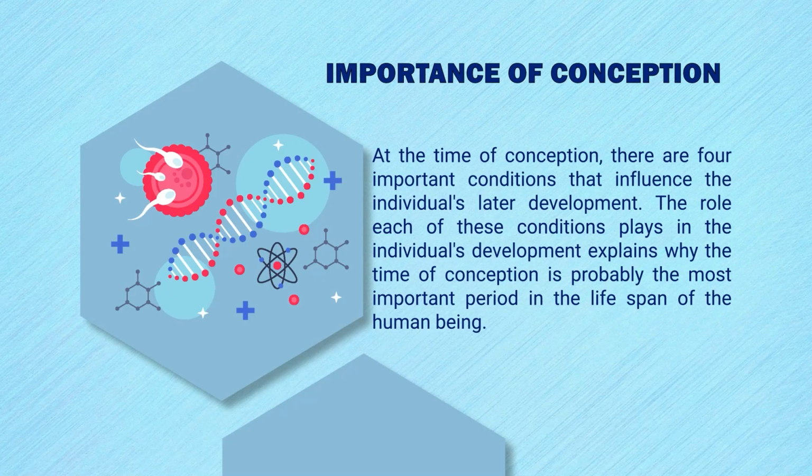Now, why is that important? Because for a child to grow in a certain environment, it is really important to understand the conditions that influence the development of a child. The role these conditions play in the individual's development explains why the time of conception is probably the most important period in the lifespan of the human being. Now, having said that, what are the 4 important conditions that influence the individual's later development?